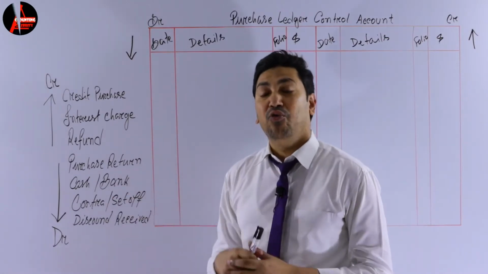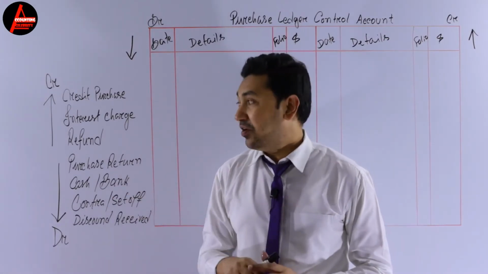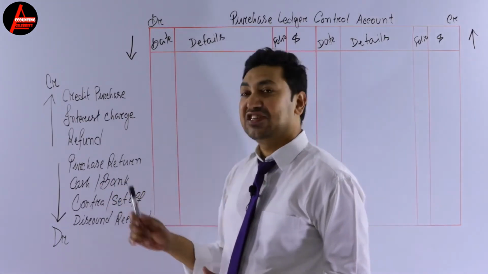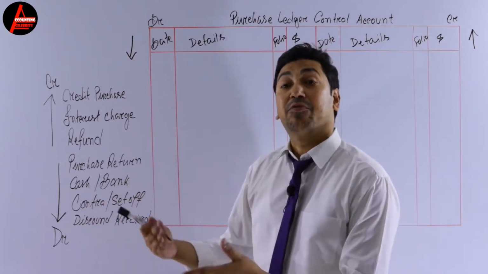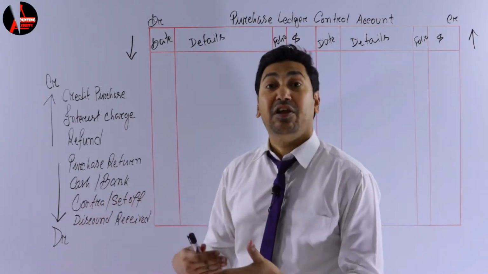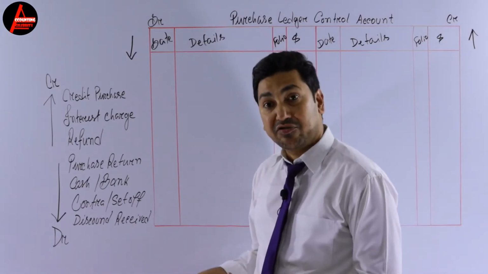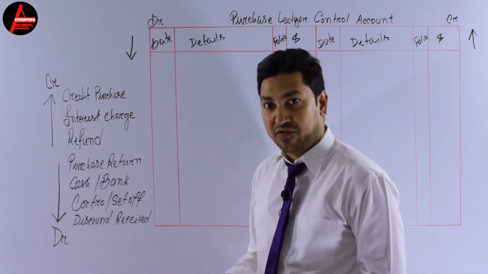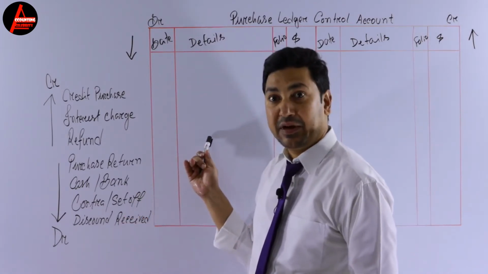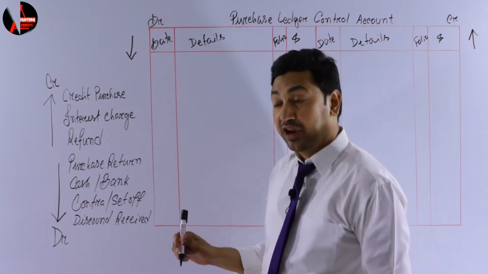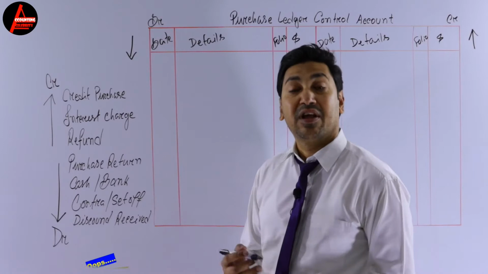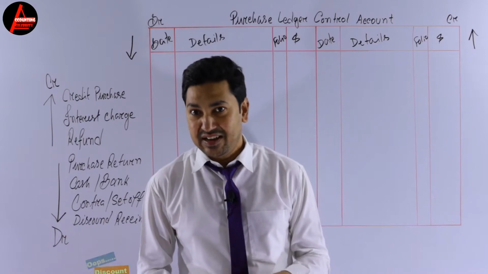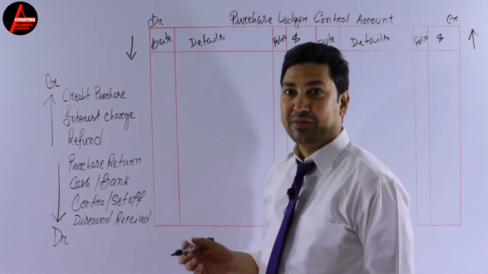And these items will decrease or reduce your trade payable or creditor. What items? Purchase return, cash or bank. Like if you pay money by cheque or if you pay your due in cash, your creditor will be decreased. Then any kind of contra or set off will be recorded in the debit side, which will decrease the creditor. And here, discount received. If you received any kind of discount, then your liability will be decreased. You have to record it in the debit side.